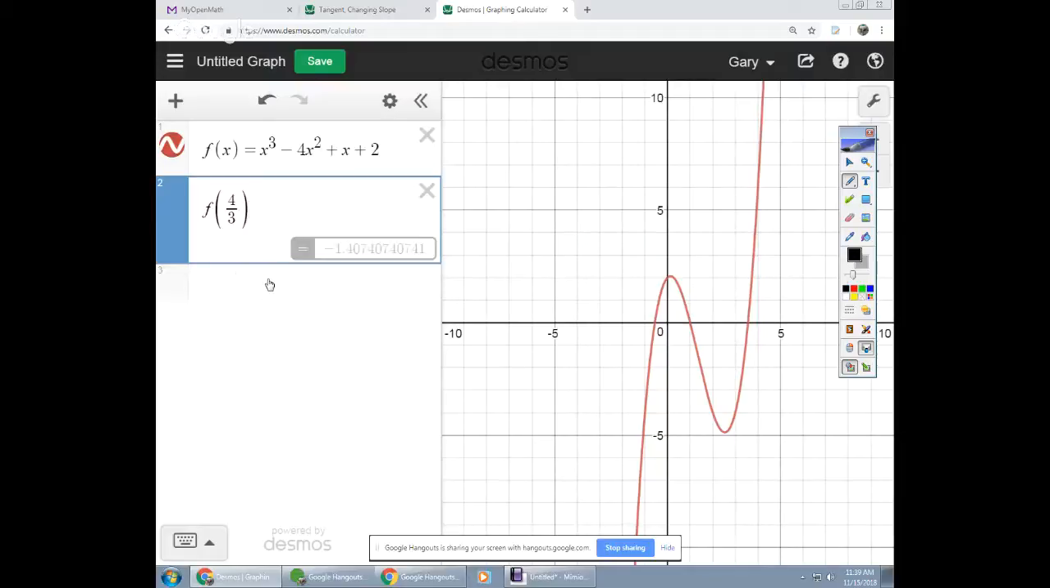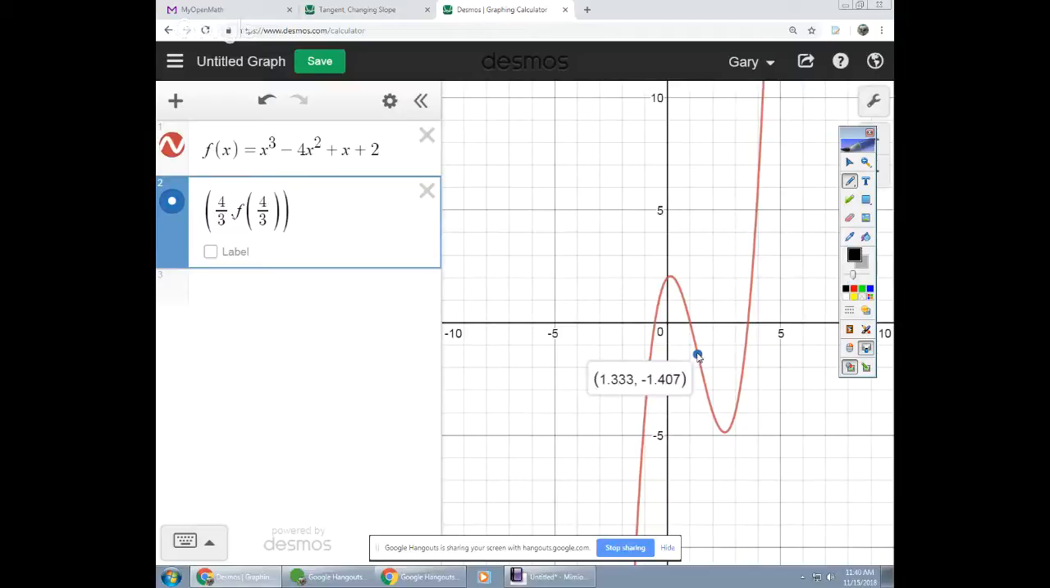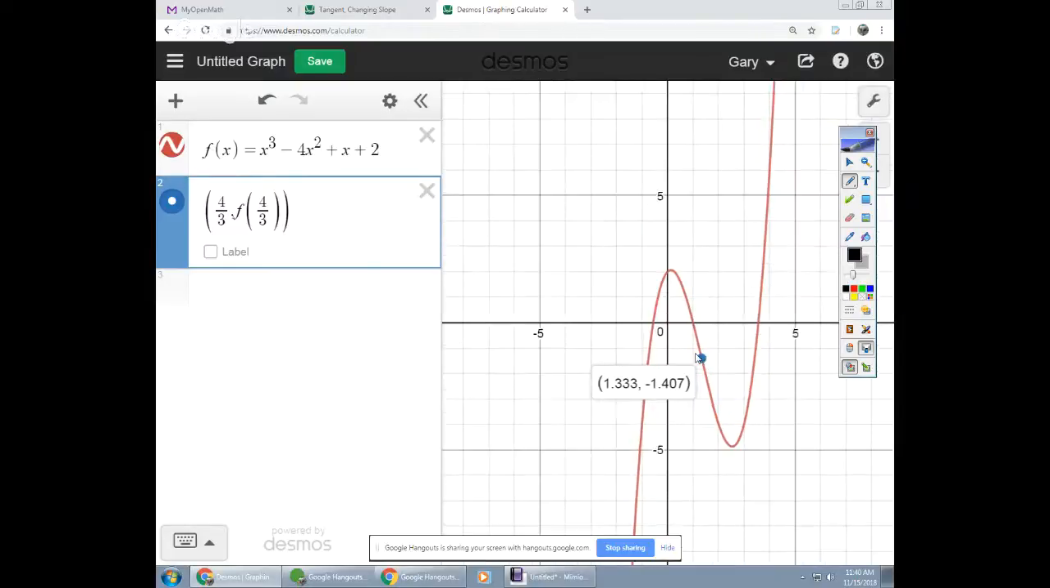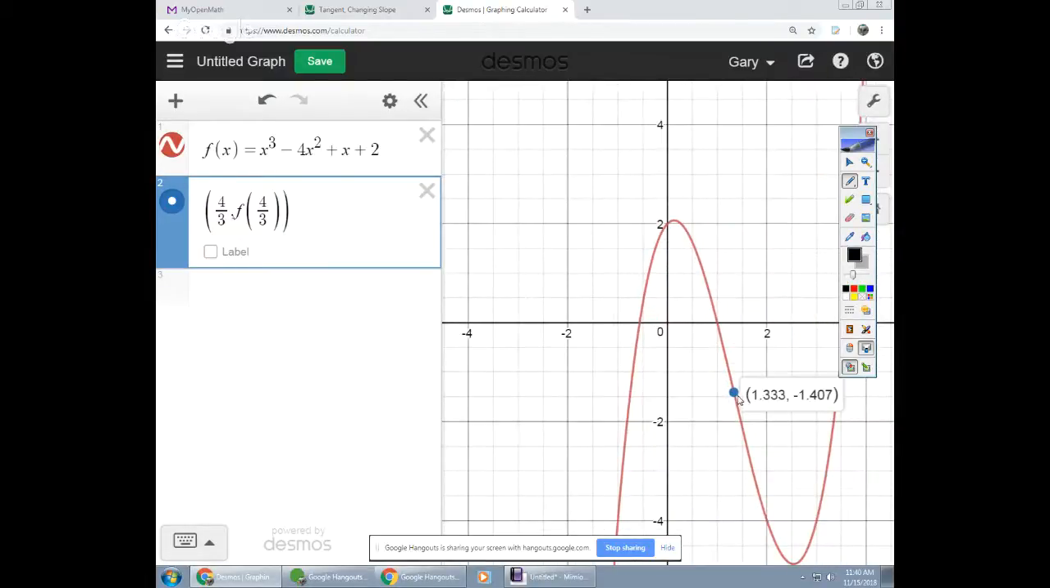And so I'm going to actually plot that point by just turning this into a point. So I want 4/3 for x, comma, f of 4/3 for y. So that's this point right here, which is about 1.333, negative 1.407. And that's the point where I shift concavity. Does that look reasonable on this picture as a point? Yeah, so if your point ends up like way up here, something's wrong, or over here, something's wrong. It should look like a possible place where you shift that concavity. Okay, so that is our inflection point right there.